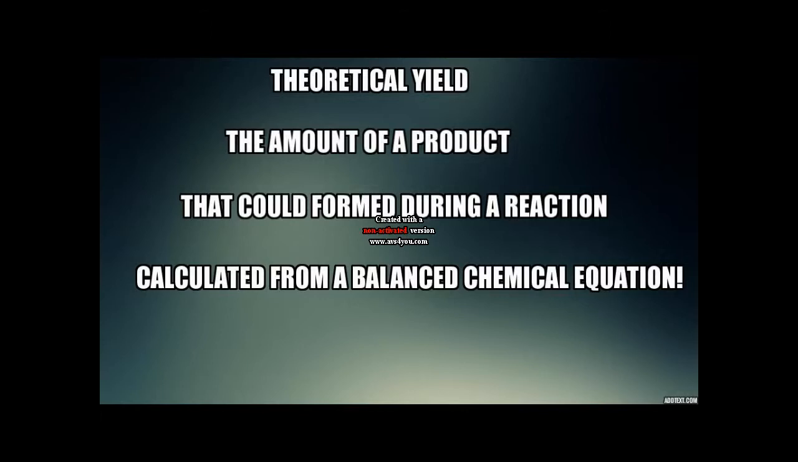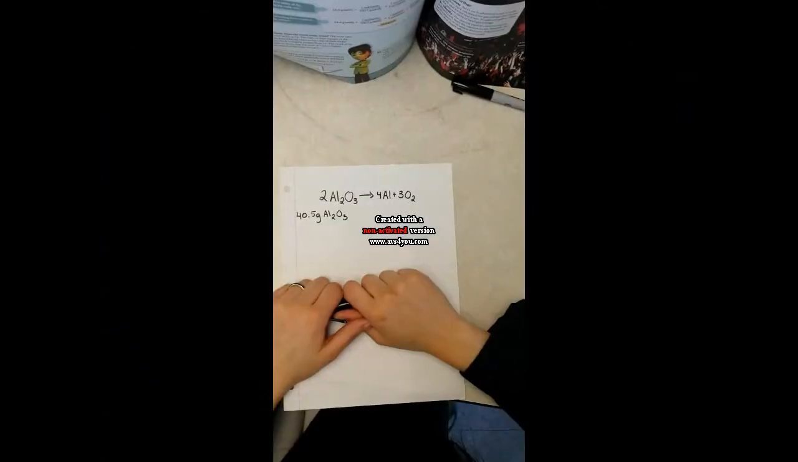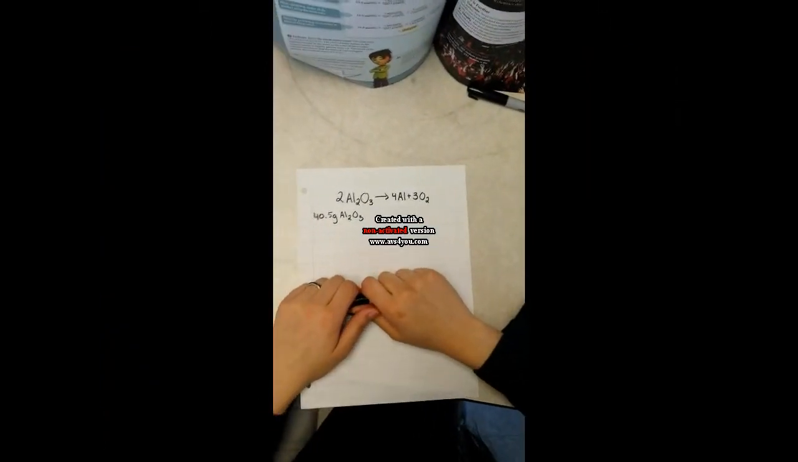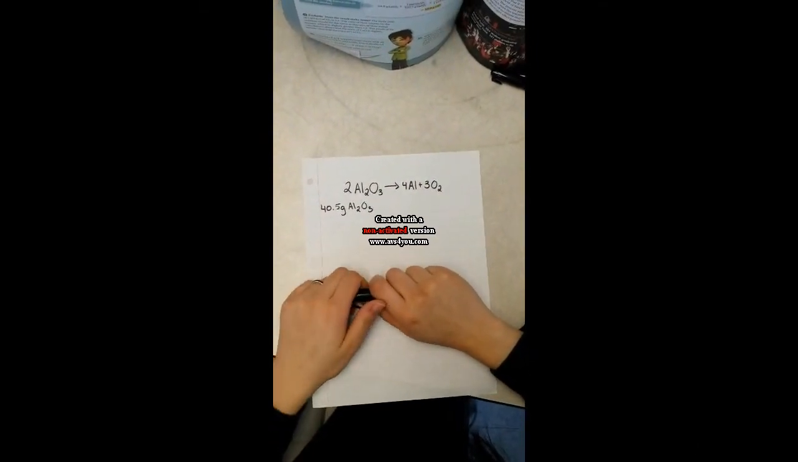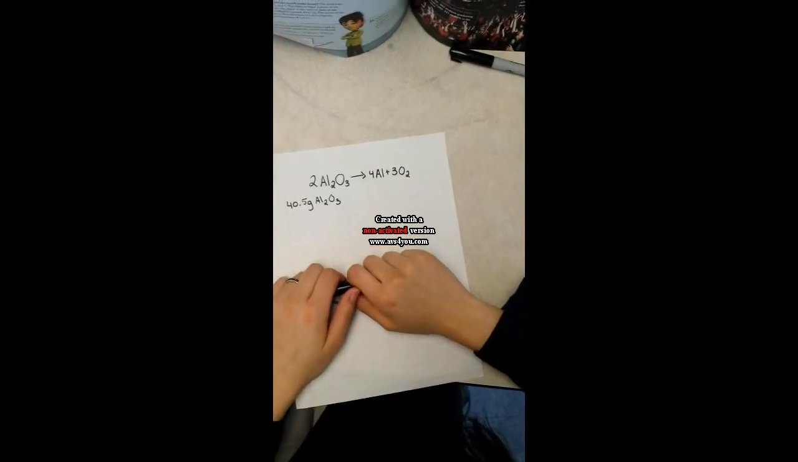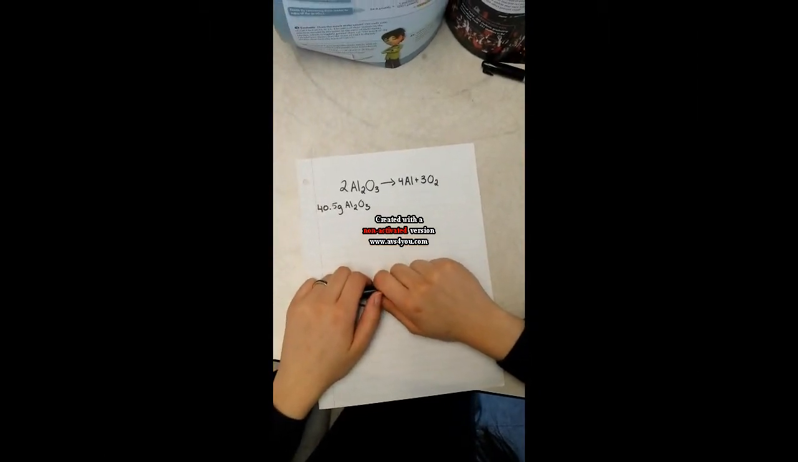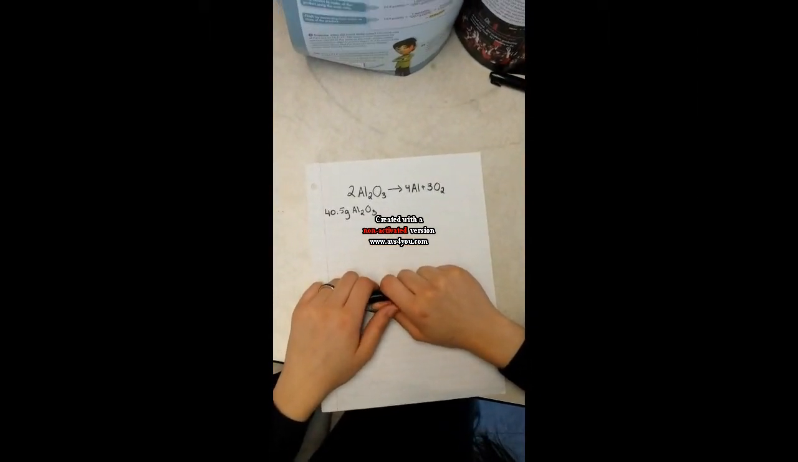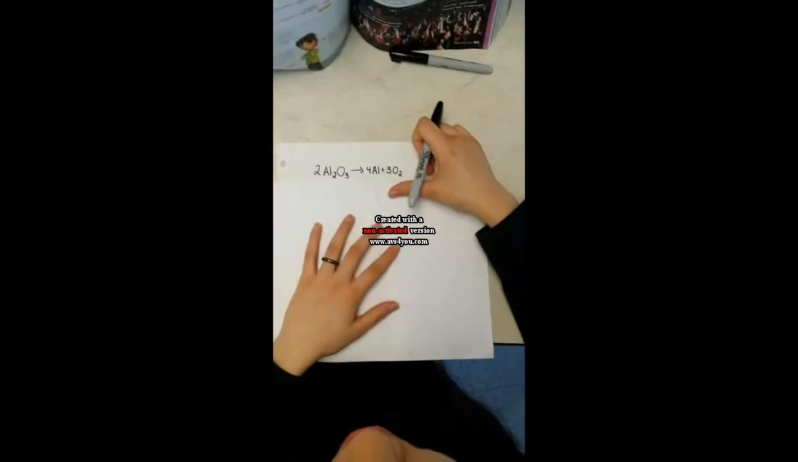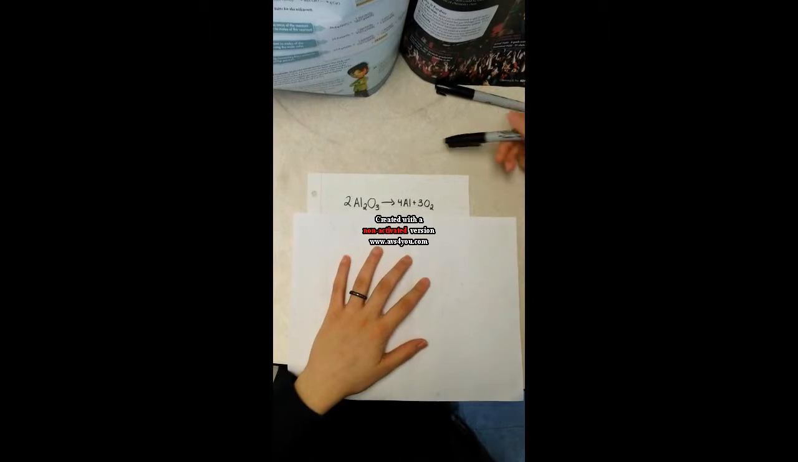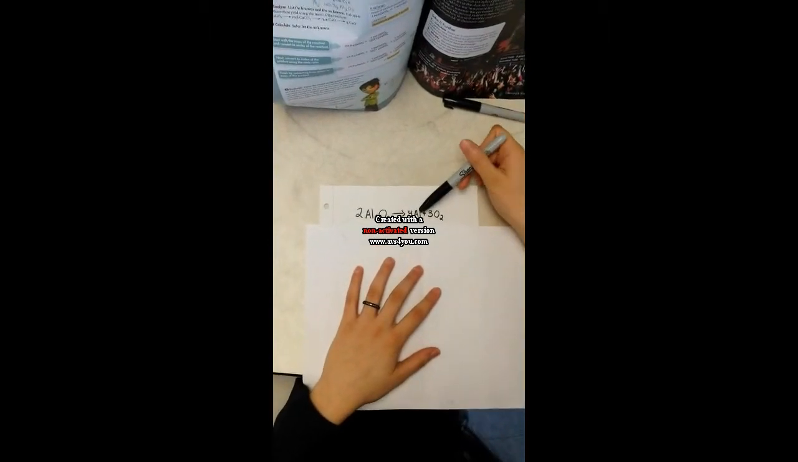The theoretical yield is the amount of a product that could form during a reaction, calculated from a balanced chemical equation. In this lesson, we'll be calculating the theoretical yield of a reaction. What is the theoretical yield of aluminum if 40.5 grams of aluminum trioxide is heated? In this lesson, we'll be using this balanced equation.